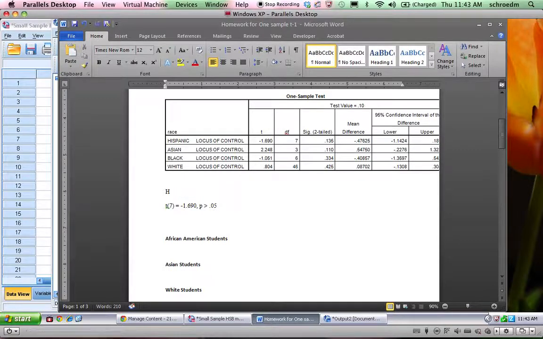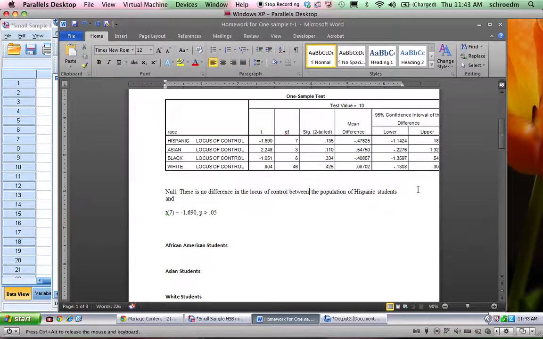Now, for Hispanic students, the null would say that there is no difference in the locus of control for the population of Hispanic students, and actually it should be between the population of Hispanic students and the general population.